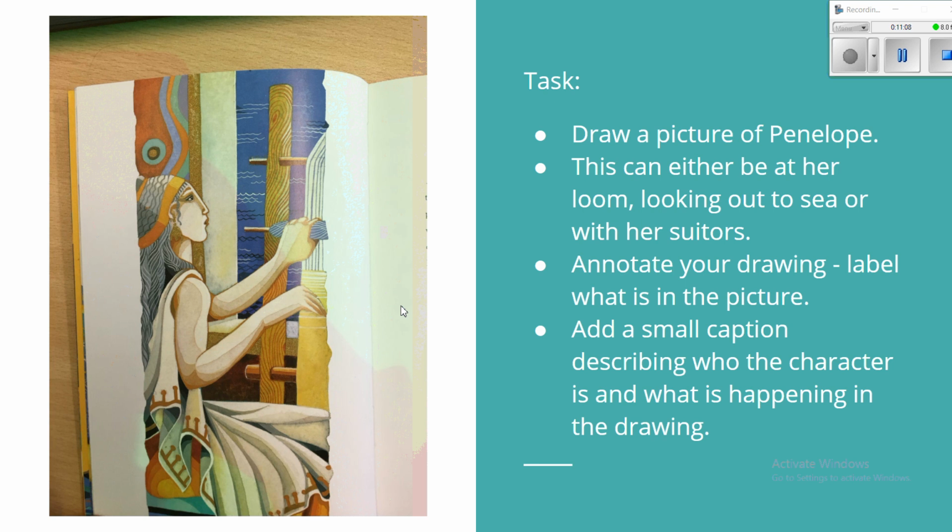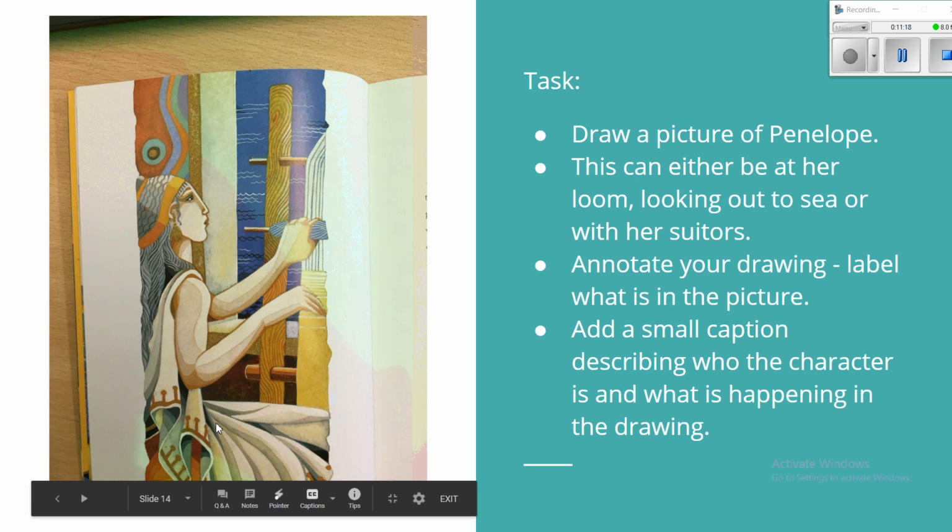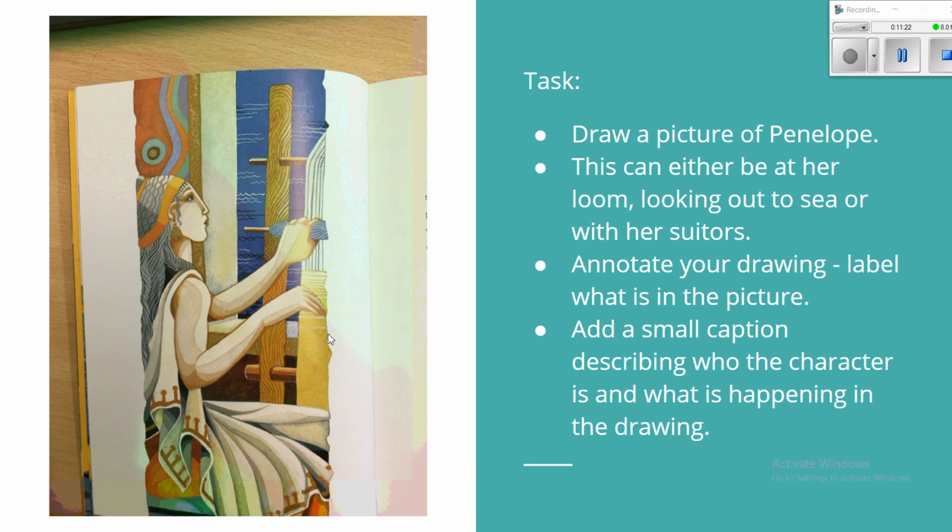So you're labeling it. And then at the bottom of your picture, I want you to add a small caption. This caption is just something that describes what's happening in the picture. That's all I want you to do. Describe what's happening in the picture at the bottom, just a line or two, and who the character is in the picture, or the characters, who they are and what's happening. That's what I would like you to do for me today, year 5.